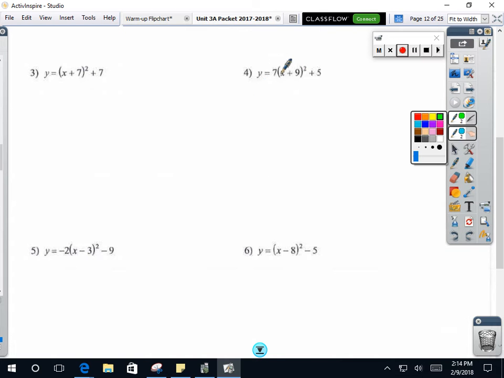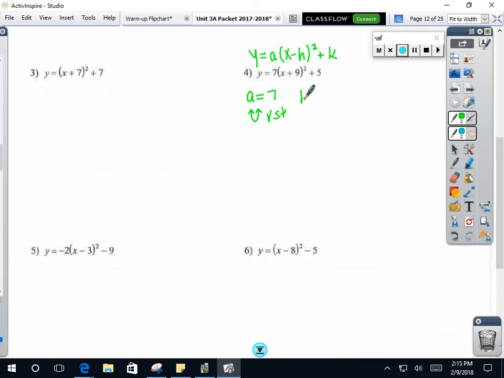So, I know that this is in the form y equals a times x minus h squared plus k. So what is the a value? 7. What will that a value tell me about the parabola? The a value tells you whether it opens up or down. No. The sign of the a value tells you up or down. Since it's a positive 7, it's going to open up. Since it is 7, which is greater than 1, it's going to be a vertical stretch.